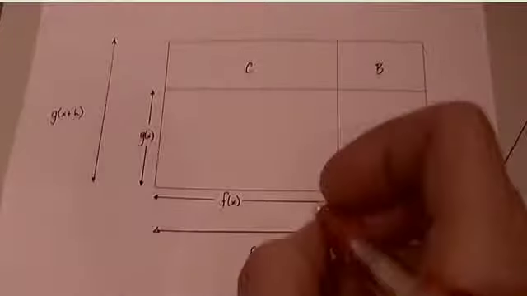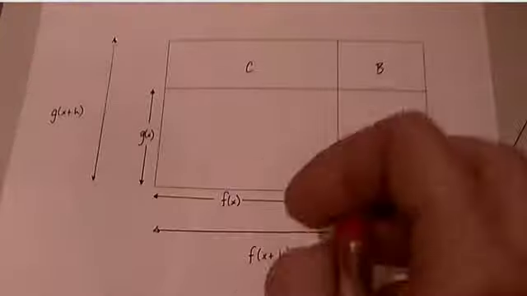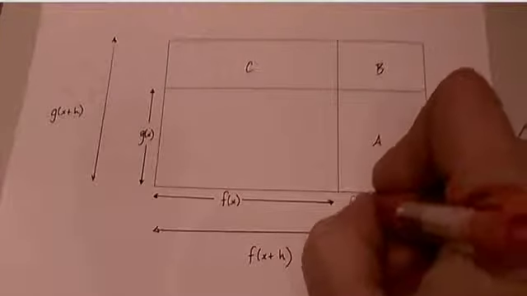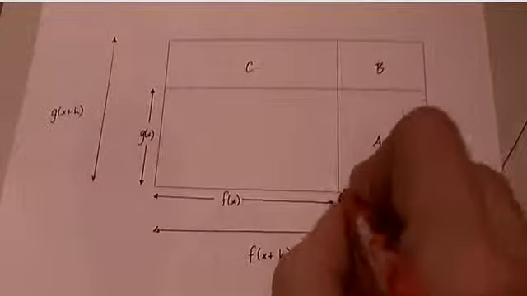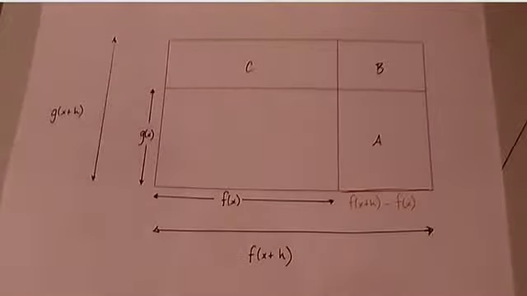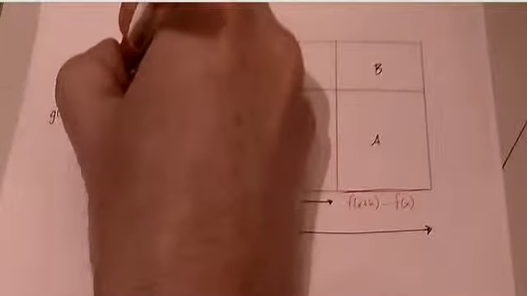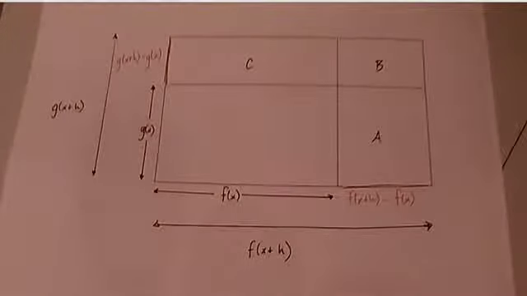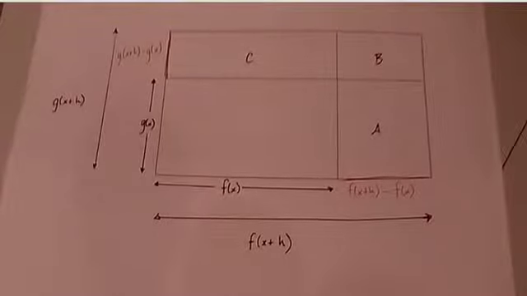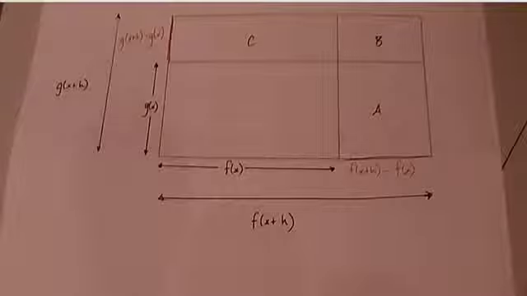Now, if this whole big long thing is f of x plus h and this small thing is f of x, then this distance right there is f of x plus h minus f of x. And this distance right here is g of x plus h minus g of x. Using these particular measurements, I'm going to write down the areas of those three rectangles.